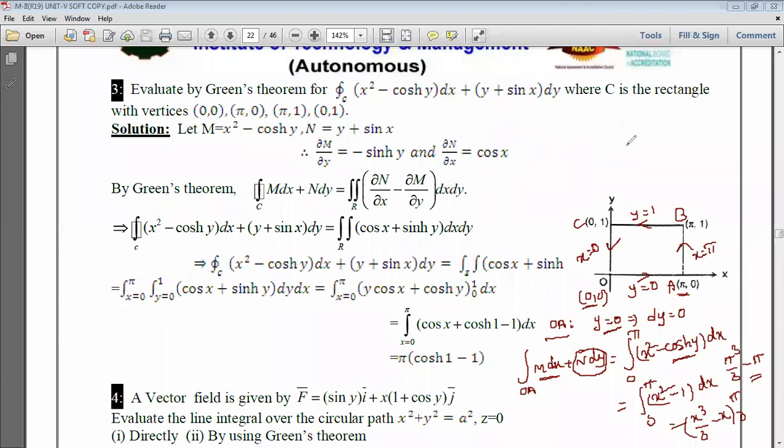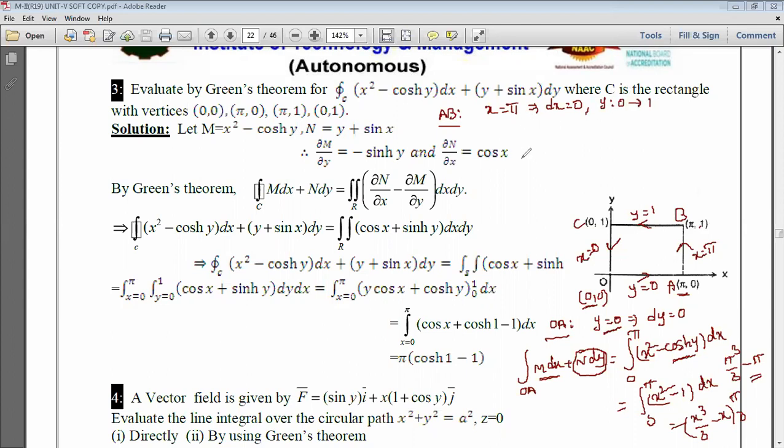along the line AB. So along the line AB, what is the line there? It is having x is equal to pi. So x is equal to pi is nothing but obviously dx is 0. So we need to come to y. So the y limits are from 0 to 1. So y is from 0 to 1.